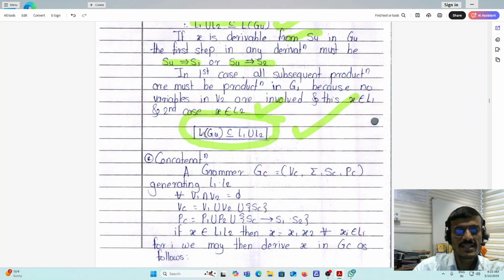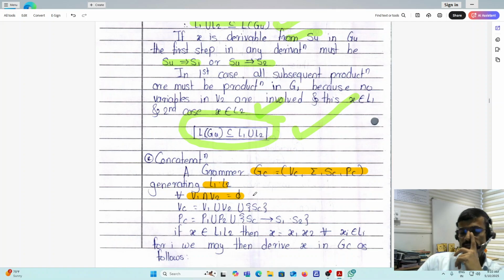Then next one, concatenation, very simple. So in the case of concatenation, what tuples should be there? Again, we have to take the two grammars, G1 and G2, and from G1 and G2 you get GC, which is equal to V_C, Σ, S_C and P_C. It will generate L1 concatenate L2, and keep in mind that L1 concatenate L2 is not the same as L2 concatenate L1. So what we have to assume here is V1 intersection V2 should be equal to phi, meaning they are mutually disjoint: the non-terminal symbols from G1 should not be the same as the non-terminal symbols from G2.